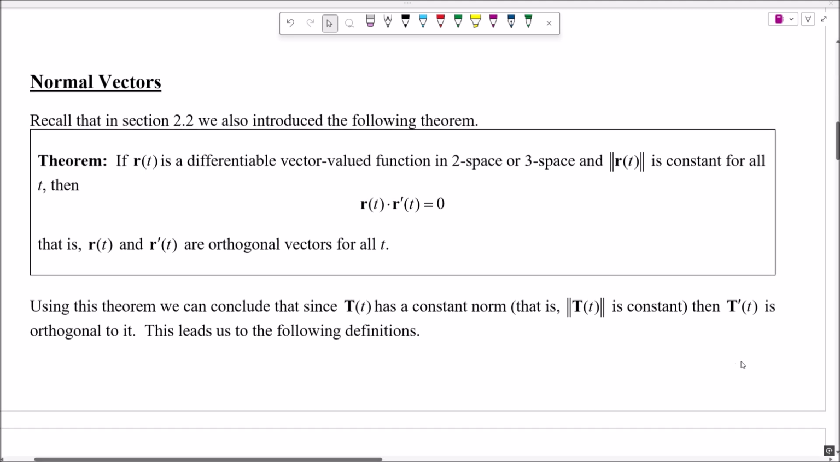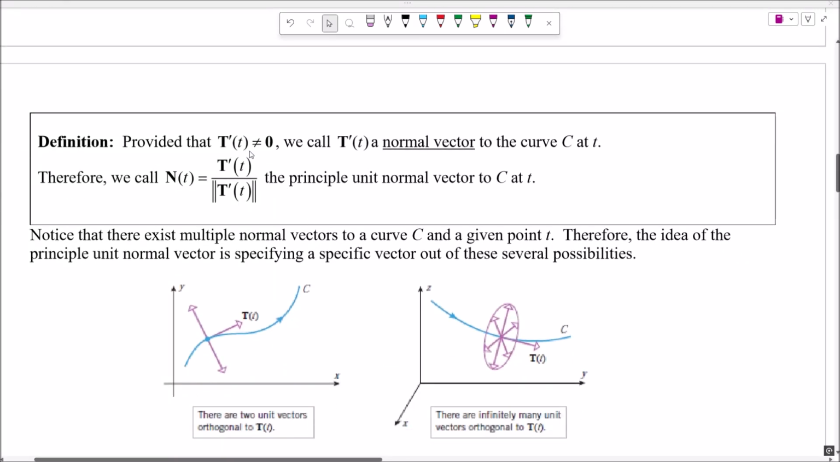And this leads us to the following definition. Provided that T prime of t is not the 0 vector, we call T prime of t a normal vector to the curve, meaning it's going to be orthogonal to the tangent vector at that point in time. And we would then define capital N of t as the derivative, so this normal vector, divided by its length, to shrink it down to be a unit vector. We refer to this specifically as the principal unit normal vector.